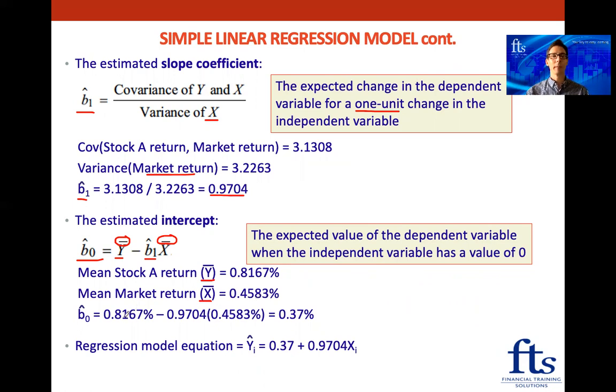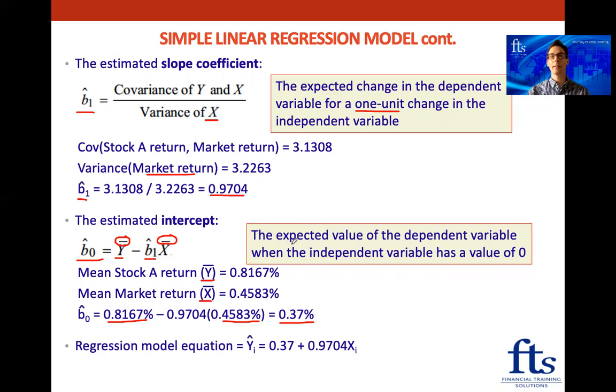So now all we need to do is plug in the numbers. To work out the estimated intercept, all we've got to do is take the mean of the dependent variable, which is 0.81, and subtract the slope coefficient, which is 0.97, multiplied by the mean of our independent variable, the mean market return, which was 0.45. So there we get our estimated intercept. Now, again, I think this is the most important part. What is the interpretation of the intercept?